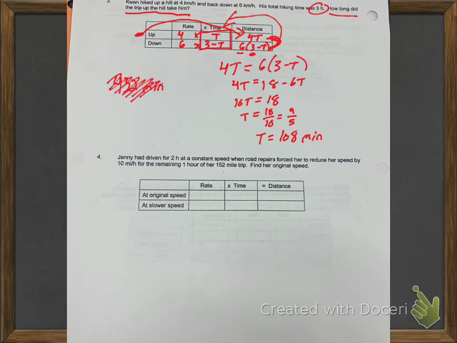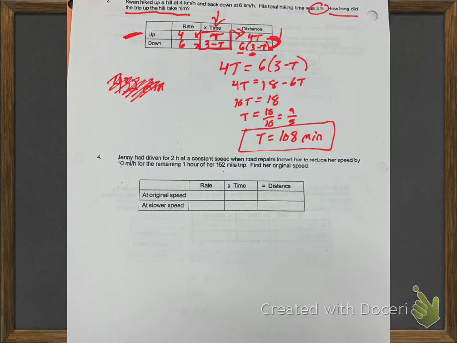I don't have to do 4 times T. So the time right here is just 108 minutes. And it's asking, let me erase this, it's just asking, if you're going up, how long is the time going to take you? And this is just a T. And we know that T is equal to 108 minutes. So going up would be 108 minutes.